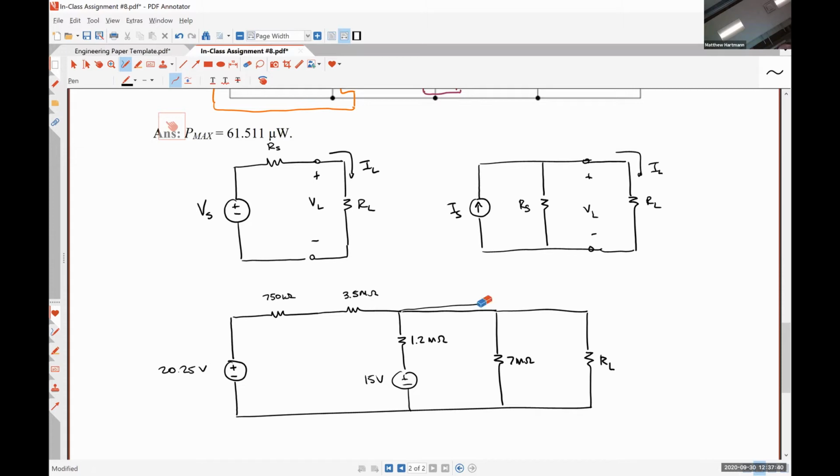Alrighty, so what did that source transformation do for us? Mega, capital M, is 10 to the 6, little m is 10 to the minus 3. It's a pretty important distinction because it's a billion times different. So just wanted to be clear there. But you're correct. Now the 750 kilo ohm resistor is effectively in series with the 3.5 mega ohm resistor, so we can combine them into a single 4.25 mega ohm resistance.